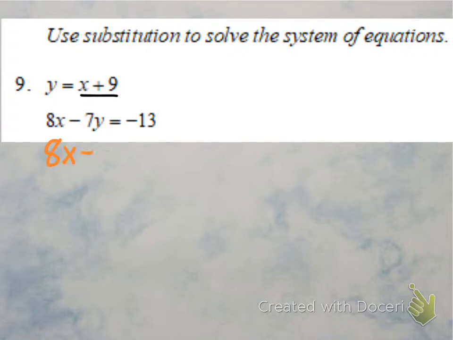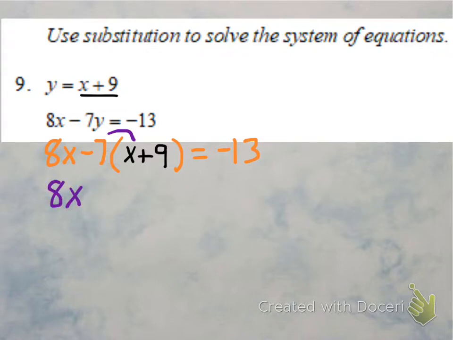So you get 8x minus 7. And then instead of writing a y, we're going to put the x plus 9. Now, to get rid of these parentheses, we can distribute. Make sure you bring the minus with the 7. So we have 8x, minus 7 times x, minus 7x. Minus 7 times 9 is minus 63.